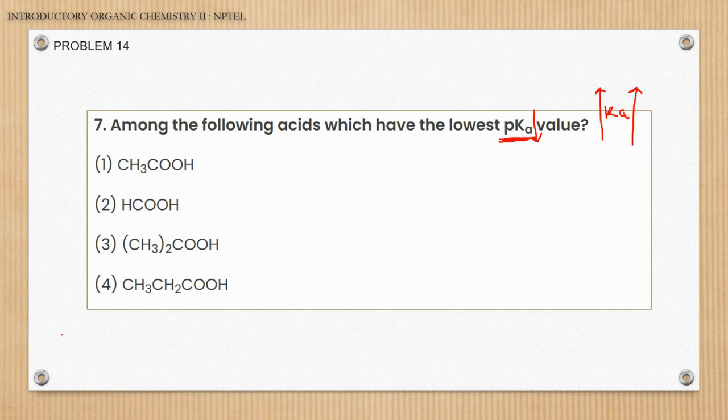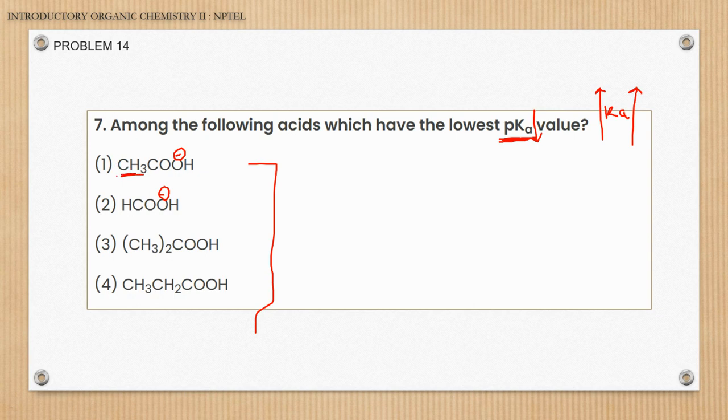So which is the strongest acid among these four? Can anyone tell me? Formic acid. Why formic acid? Because I have told you already that you have to look at the negative charge stabilization, right? So in all these cases, the negative charge is stabilized or unstabilized.